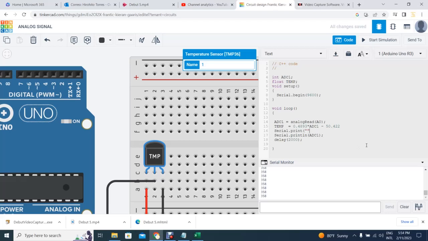The text needs to be in quotes. Let's say that text is going to be ADC value equal, we close the quote, and we close the parenthesis and semicolon. What this line will print is okay, because after this is printed, you're going to print the ADC.